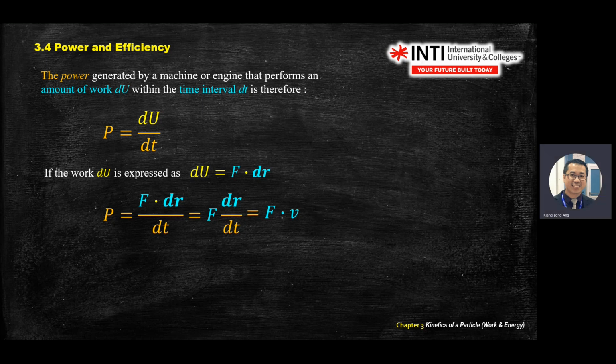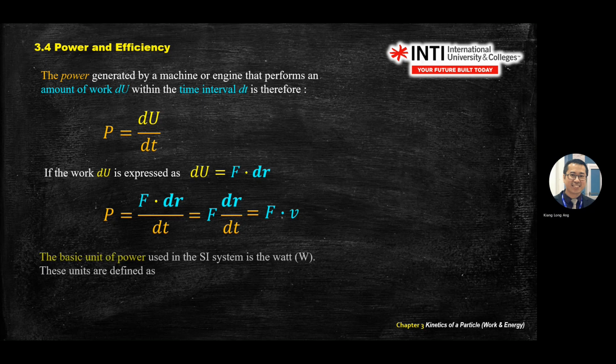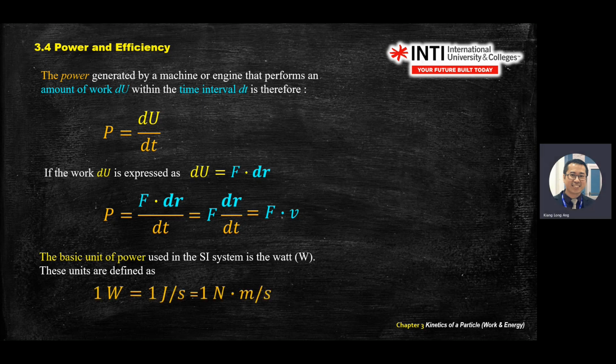Okay, so again, you are dealing with vectors now, dot product of force and velocity. So for power, we use watt, or joule per second, or Newton meter per second. So you start to look into the watt unit. Okay, any questions so far?